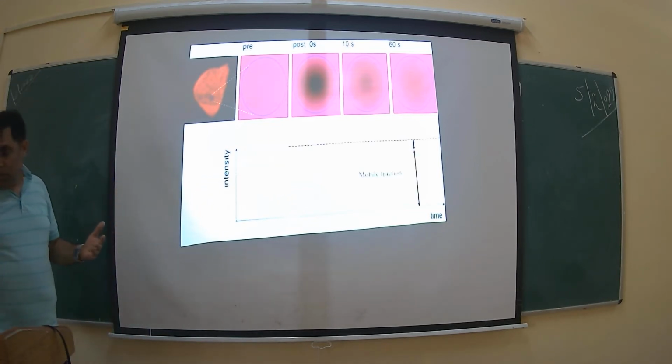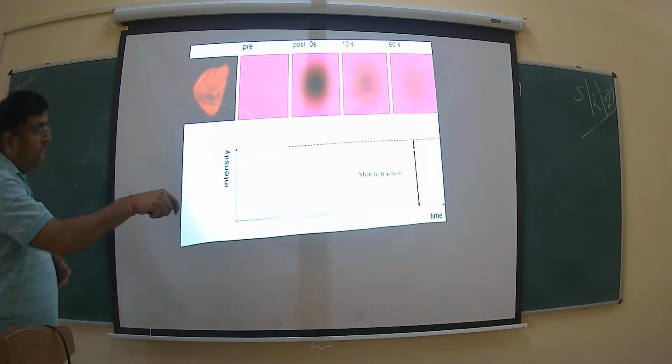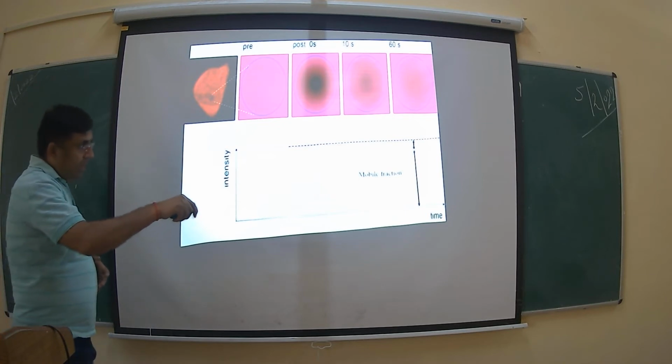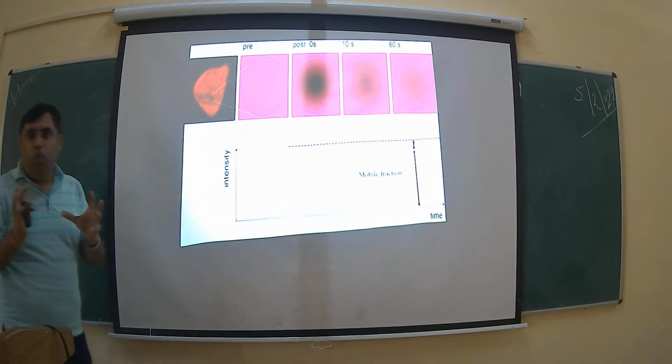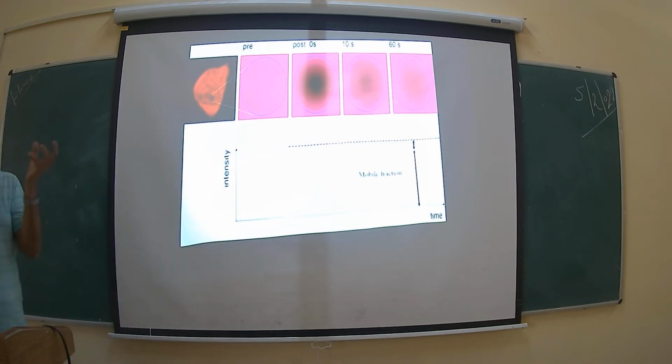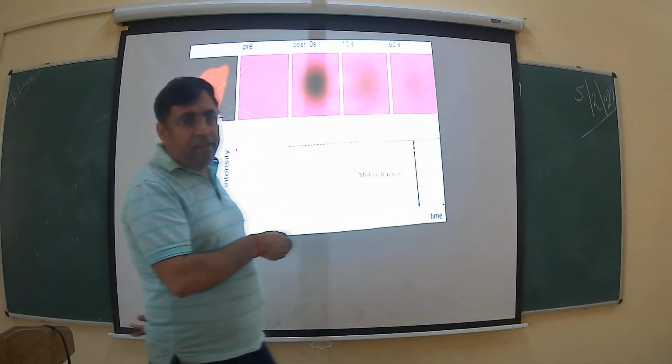So this particular area is known as the mobile fraction. It means this fraction of the protein is mobile. They are moving proteins. And this particular area is known as immobile. The amount which is not recovered back, that is the immobile fraction.